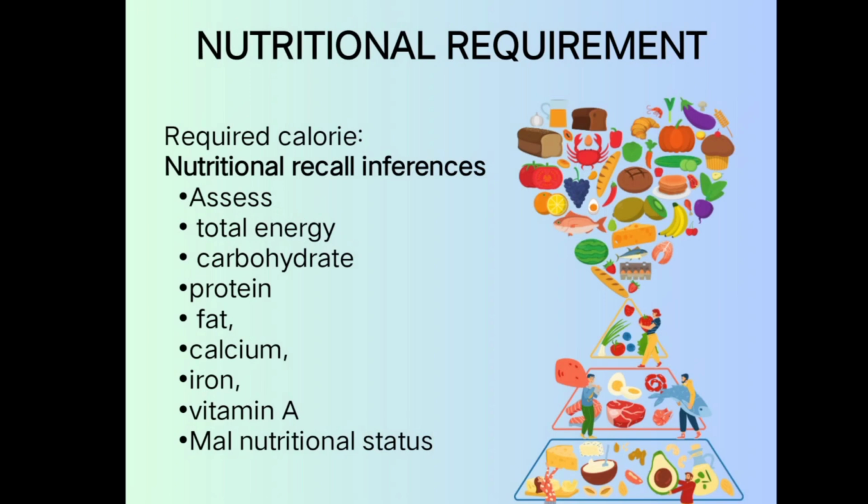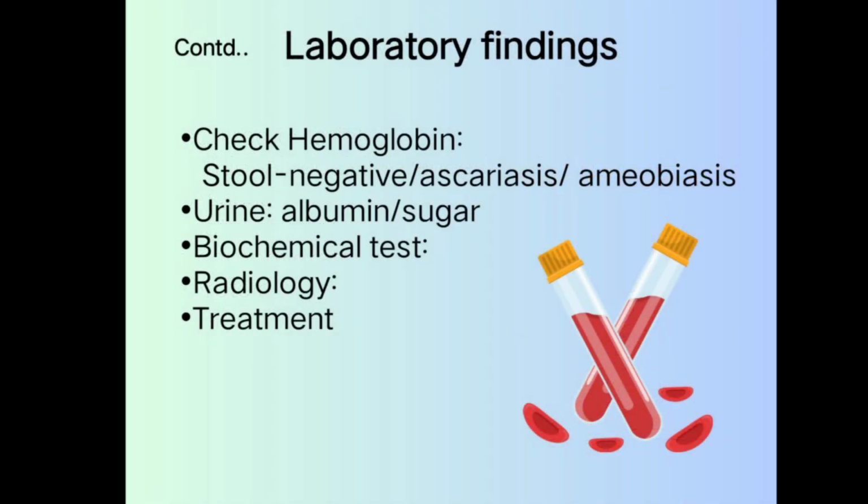Next is nutritional requirement. The required calories as per the recommended dietary allowance will be assessed by the 24 hours dietary recall. We will come to know how much total energy they are consuming, carbohydrate, fat, protein, calcium, iron, vitamin A, and what the malnutrition status is, whether they are undernourished or overnourished, like obesity. If they are obese, we identify which category of obesity they belong to.